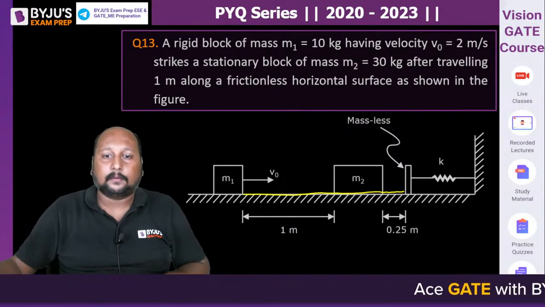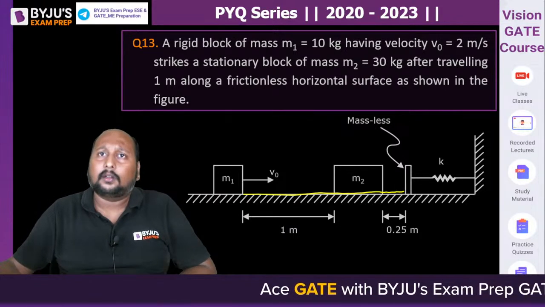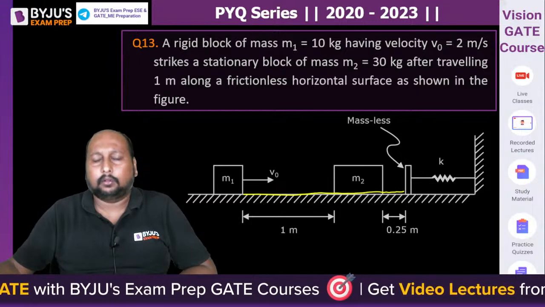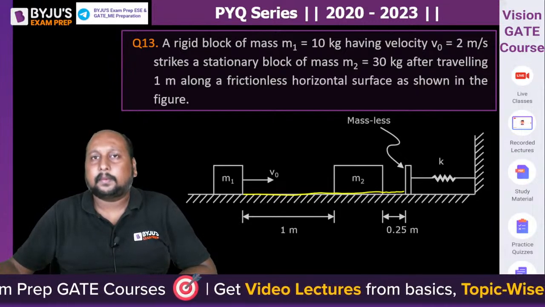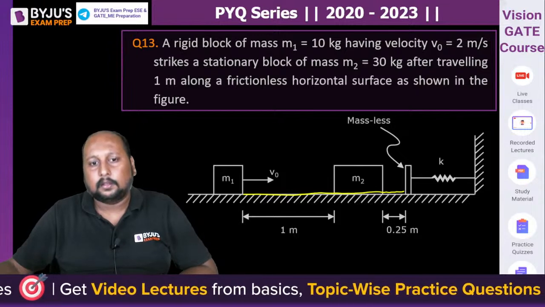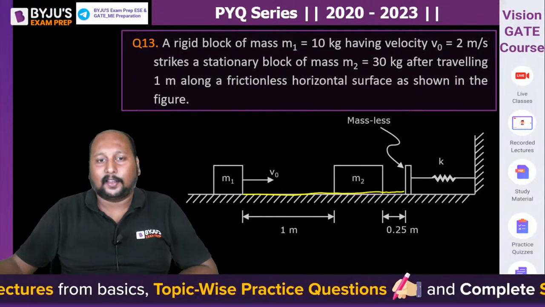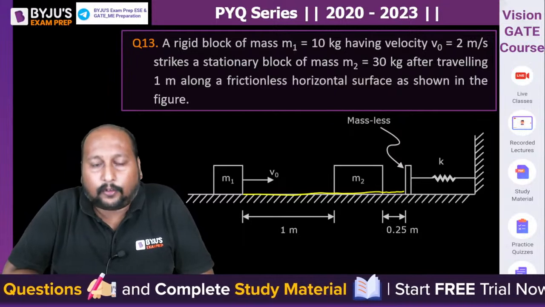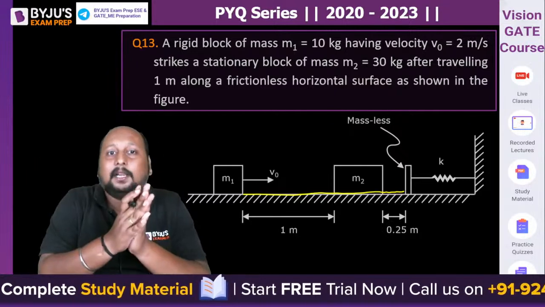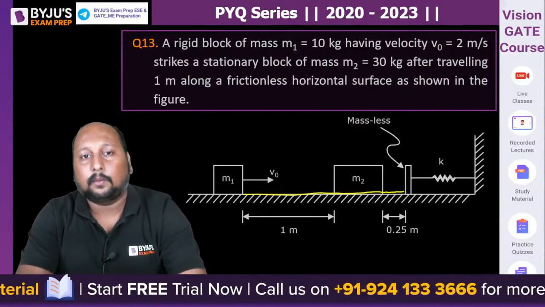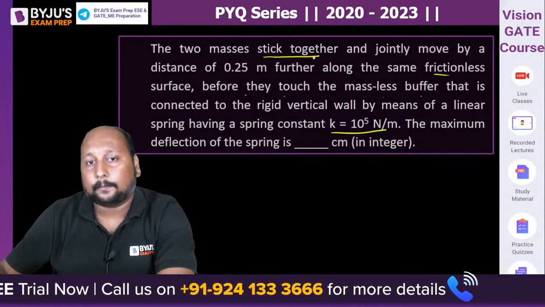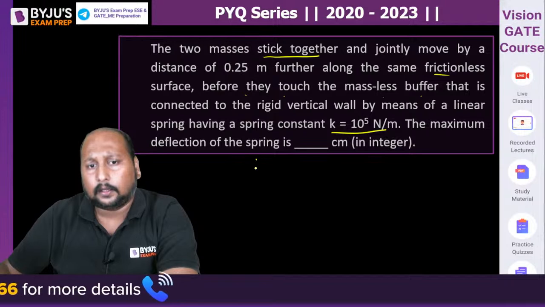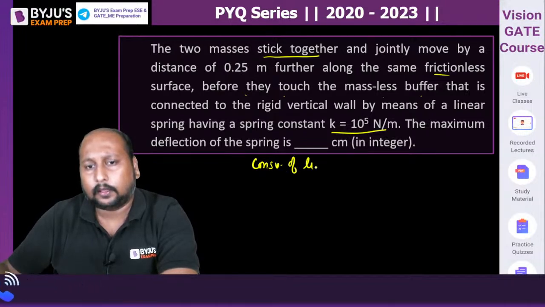Apply energy conservation. Okay, let's go. The entire surface is frictionless, right? So first of all, tell me what will be the velocity with which the combined mass will be hitting the spring. Because they said the two masses will be stuck together, right? If they are stuck together, we can apply the conservation of linear momentum.